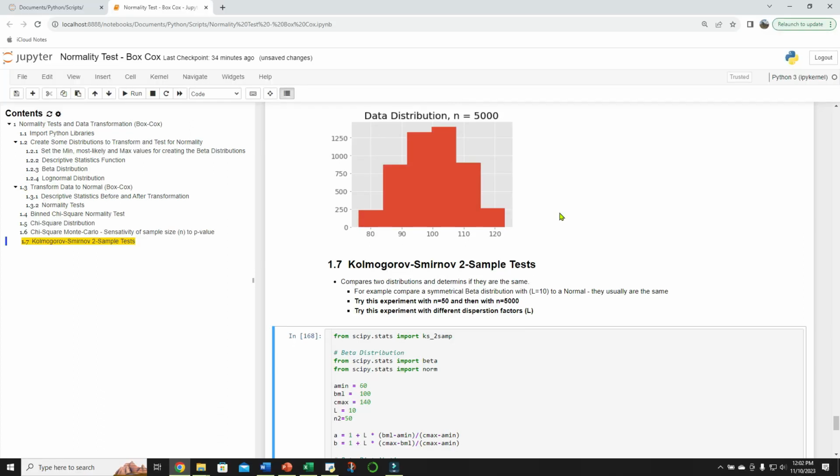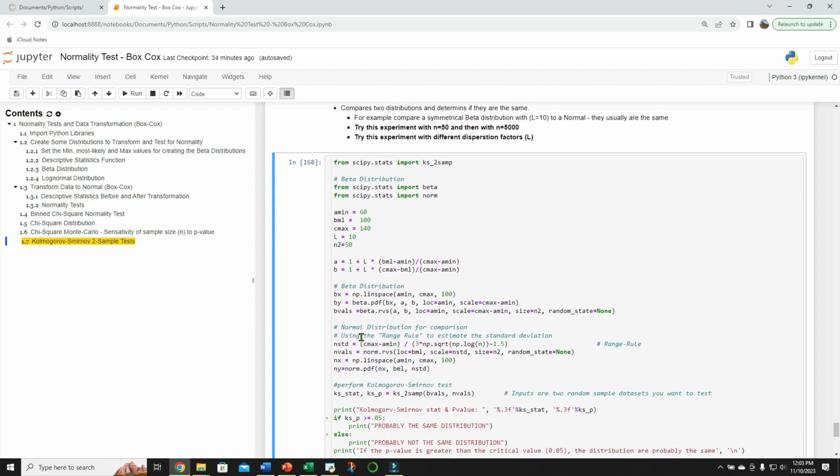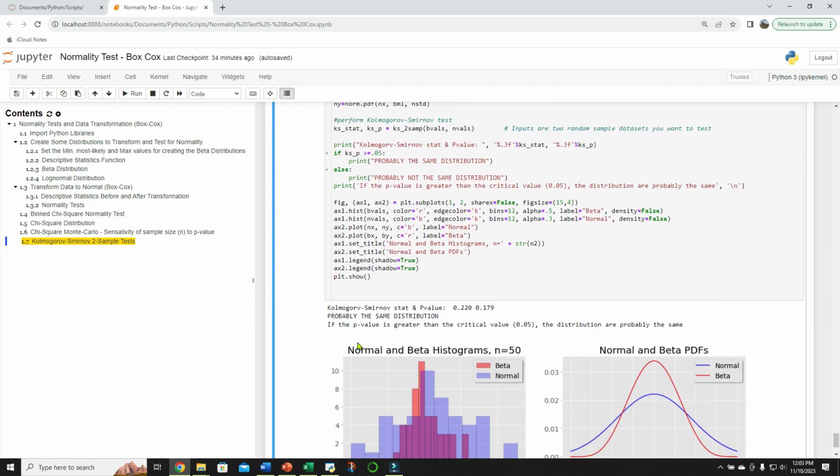In this last cell, we're going to try the Kolmogorov-Smirnov 2 sample test. This basically compares two distributions to see if they're the same. We're going to start off looking at a beta distribution with a lambda of 10, which makes it almost normal, and a sample size of 50. And we're going to compare it to a normal distribution and see what the results are.